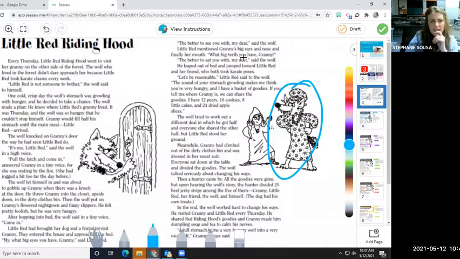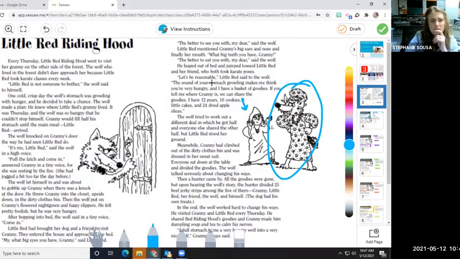"What big teeth you have, Granny." "The better to eat you with, my dear," said the wolf. He leaped out of bed and jumped toward Little Red and her friend, who both took karate poses. "Let's be reasonable," Little Red said to the wolf.